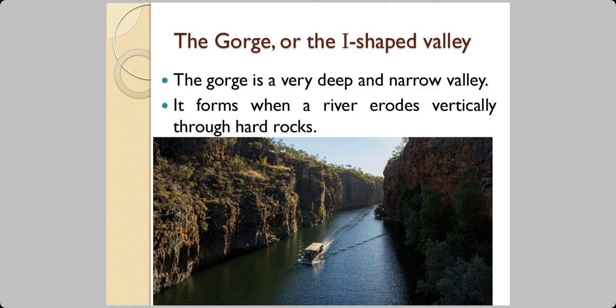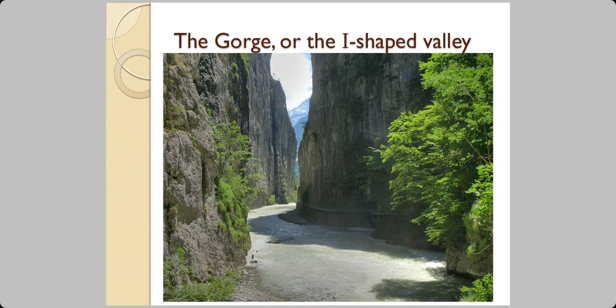You already saw what is a V-shaped valley. Now here is one more type. This is known as a gorge. It is also known as an I-shaped valley. The gorge is a very deep and narrow valley. Just notice the sides of the valley; they are vertical, they are straight. And such valleys are formed when a river flows over hard rocks.